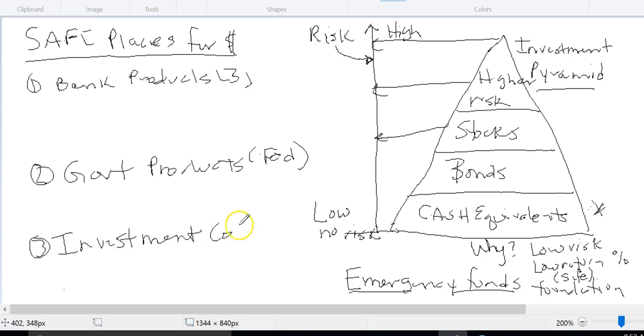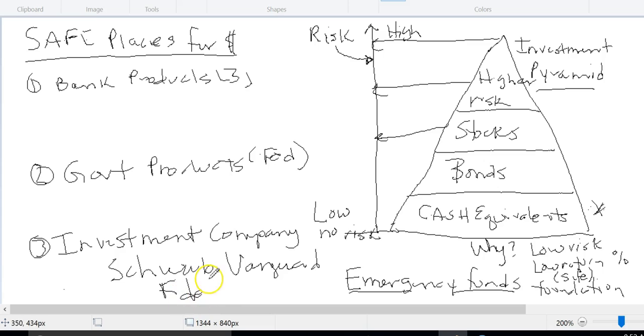Investment company. What's an investment company? Well, if you think about it, Schwab, Vanguard, Fidelity, etc. Those are all the different types of investment companies. So again, 3 products here, 3 products here at the government level, and then 1 product at the investment company level. So let's start taking a look.